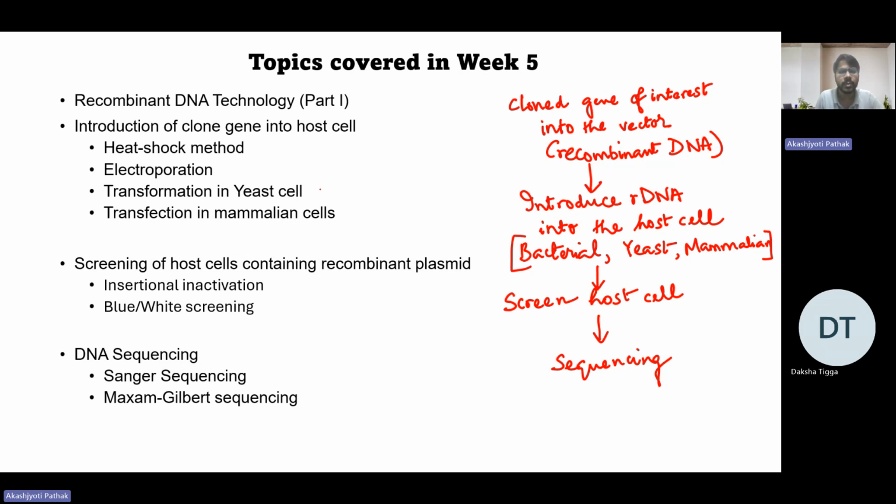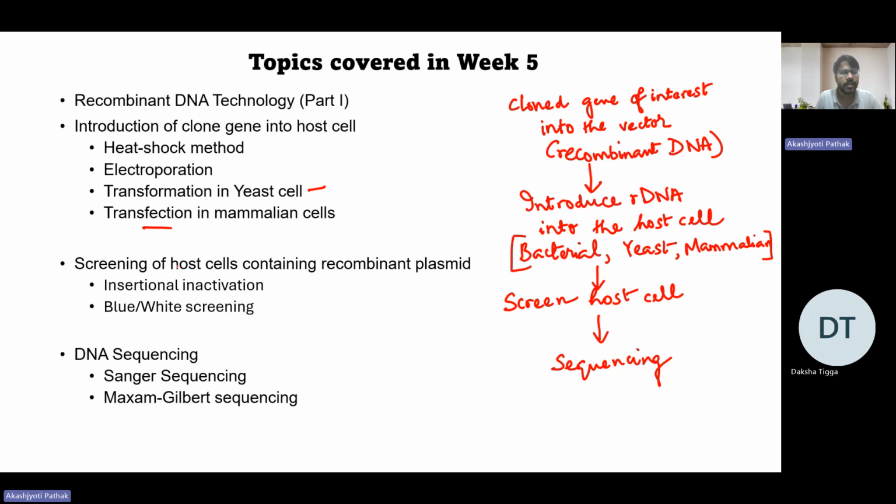In yeast cells also we will see two to three methods by which we can introduce the cloned gene of interest into the yeast cell. And next, we will see how we can introduce the recombinant DNA in mammalian cells. This process is called transfection. When we are introducing recombinant DNA in mammalian cells, that process is called transfection, while the same thing in a bacterial cell is called transformation.